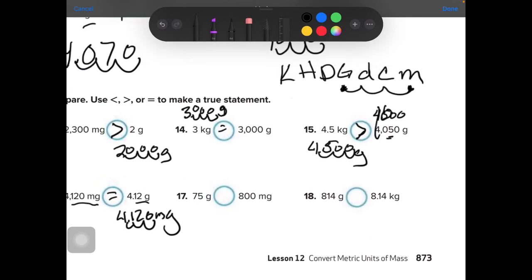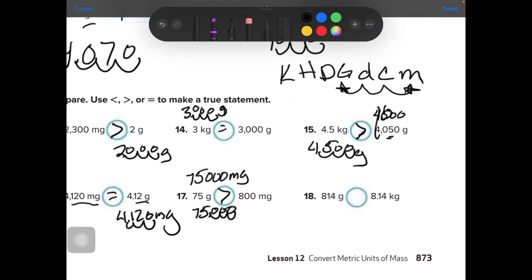Okay, number 17. Get my little eraser guy going on here. We have grams and milligrams. Again, grams and milligrams. Milligrams is the smallest, so we convert to the smallest. 1, 2, 3. We have 75, and we're going to go 1, 2, 3. So we have 75,000 milligrams, and that is definitely bigger than 800 milligrams.